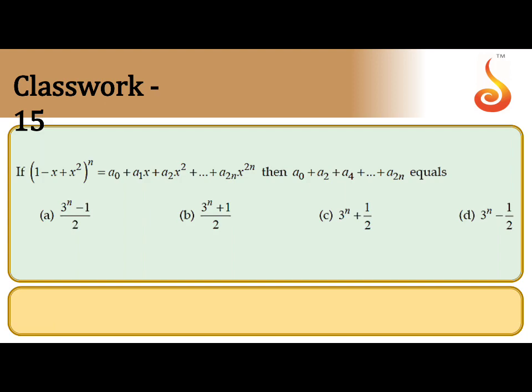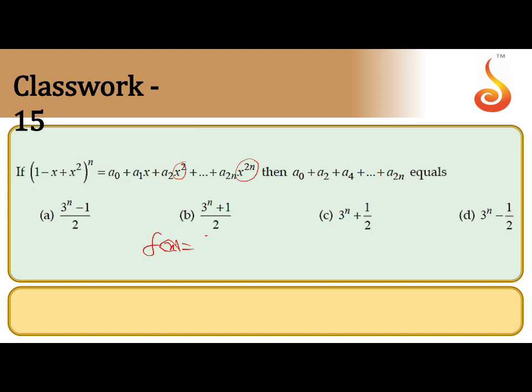Next, (1 - x + x^2)^n = a0 + a1x + a2x^2 and so on up to a2n x^(2n). Then find the value of a0 + a2 + a4 + ... Here a2 is the x^2 coefficient, a4 is the x^4 coefficient, a2n is the x^(2n) coefficient. That means we require the sum of the even powers of x. So here also there is a formula.